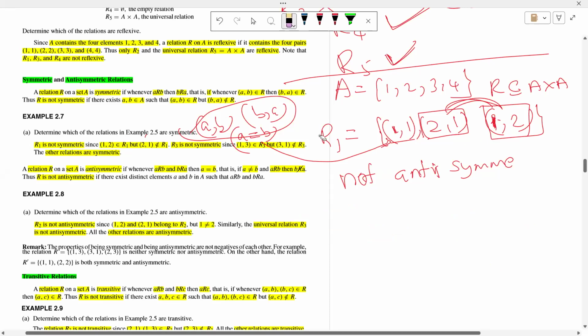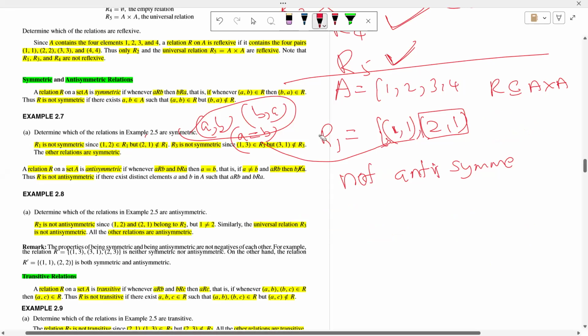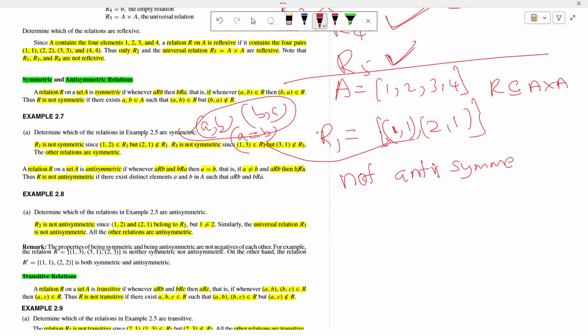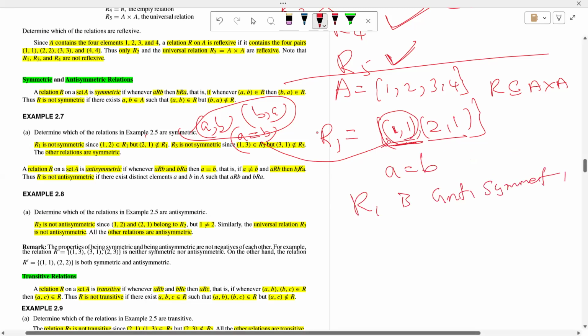When will it become antisymmetric? If you remove this element, it is considered antisymmetric. Now think about it: 1 comma 1 has two forms, (a, b) and (b, a), both the same because a is equal to b. Here 2 comma 1 is there, but the opposite form 1 comma 2 is not available in the relation. So the swap happens only because a is equal to b. Then we can say relation R1 is antisymmetric.